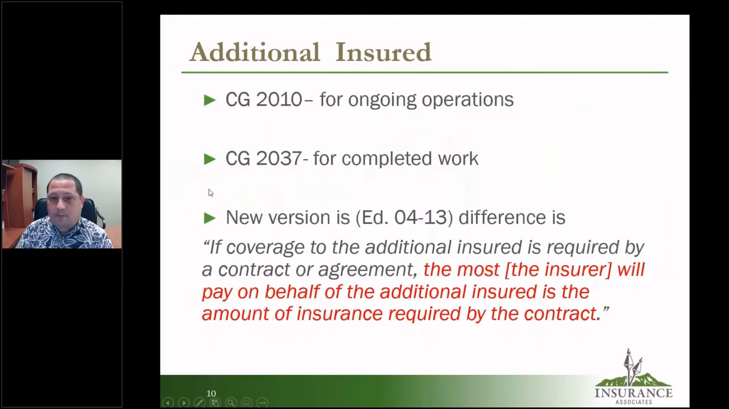Okay, on to additional insured status. There are two additional insured forms that you'd primarily be concerned with, the CG 2010, which is for ongoing operations, and the CG 2037, which is for completed work. With both forms, you'd want primary and non-contributory status. In addition, you'd also want a waiver of subrogation.